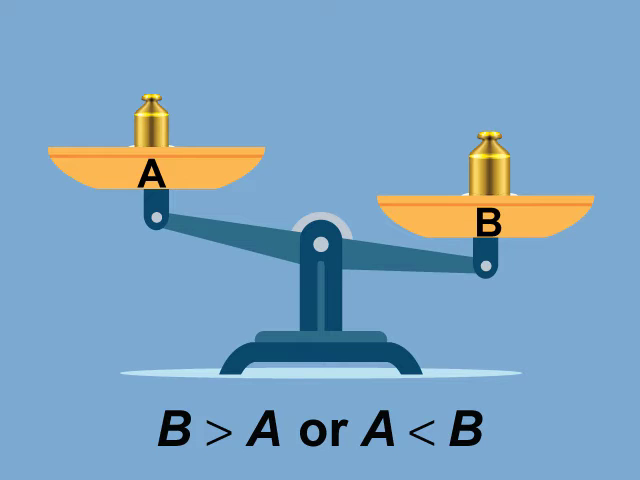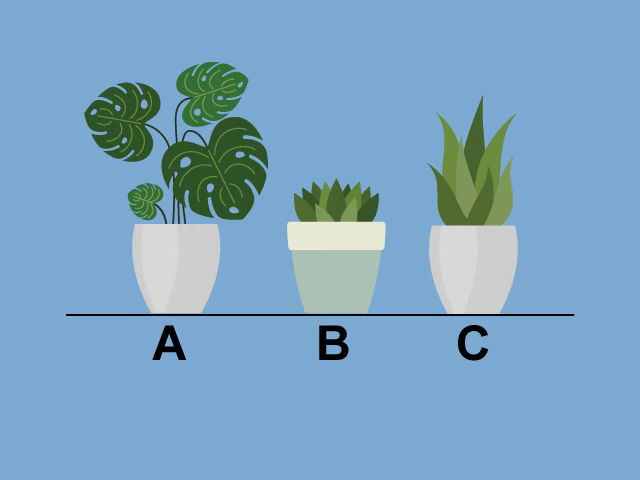Now let's use this idea to compare height. Height is how tall something is. Like length, heights can be compared by putting two or more items side by side. Here are three plants, each labeled with a letter.